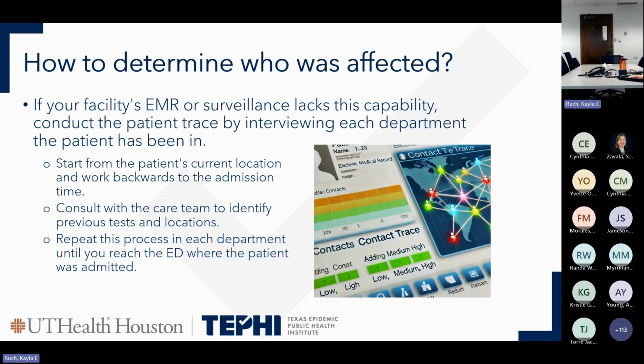If your facility does not have an EMR system or a third-party surveillance system, you will have to do this by hand. So you physically trace where the patient is. So you'll go to the unit that the patient currently is, get the list of names, talk to the unit manager, look at assignment, and then work your way back and go to all the different departments, all the different units that the patient was in, and circle up with those staff and ask them who had this patient, to be able then to interview them to get your list of names.